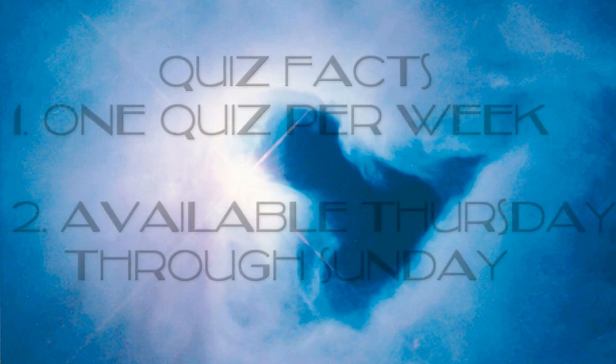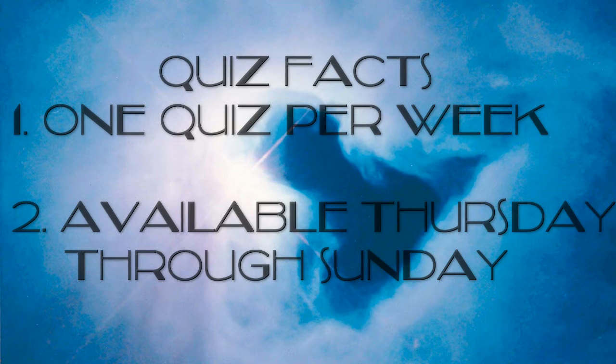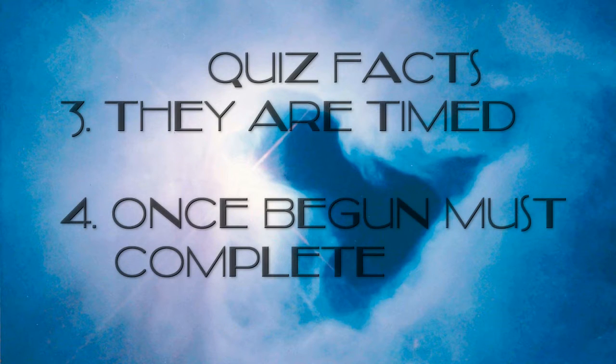Here's how the quizzes are administered during the course. All of this is explained in the course syllabus, but it's worth going over here to make sure we're all on the same page. There's one quiz per week, and quizzes are available beginning Thursday at 6 a.m. You may take the quiz any time between then and all the way until 11 p.m. Sunday night. The quizzes are timed.